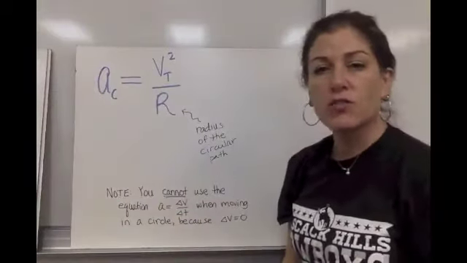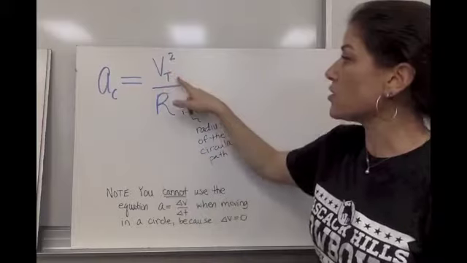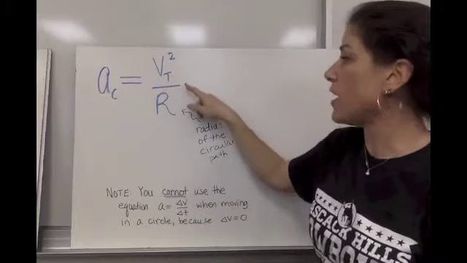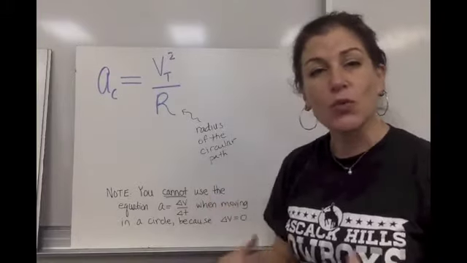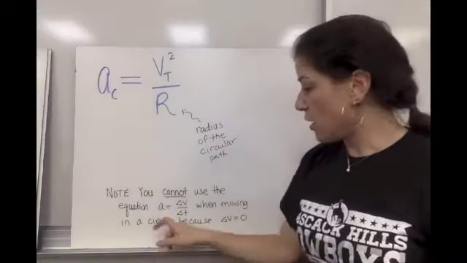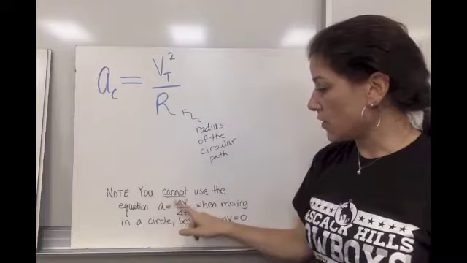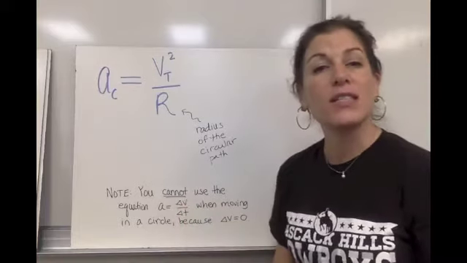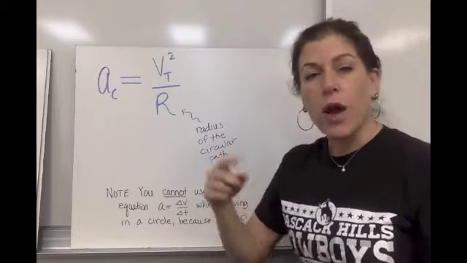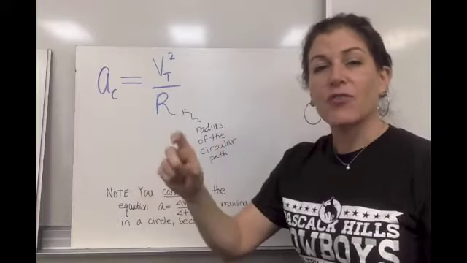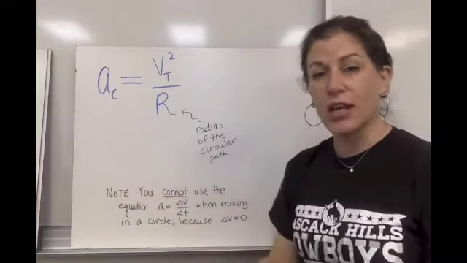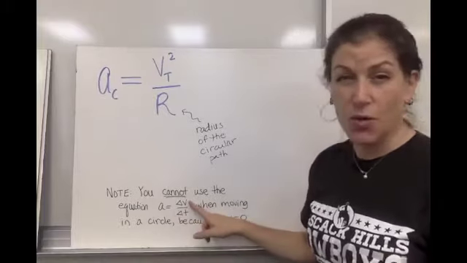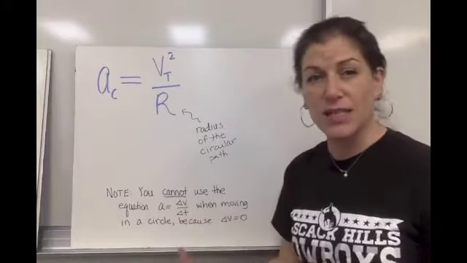The equation for centripetal acceleration is tangential velocity squared divided by the radius, a_c = v_t^2 / r. You may not use the linear equation that we have for acceleration, which is delta v over delta t. The reason for that is because when you're moving in a circle, the speed doesn't change, so your change in speed is always going to be 0, which doesn't make sense.